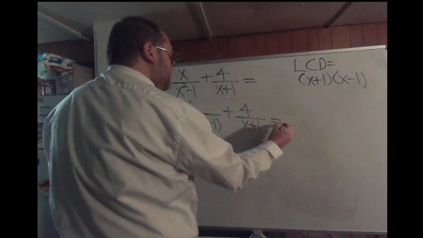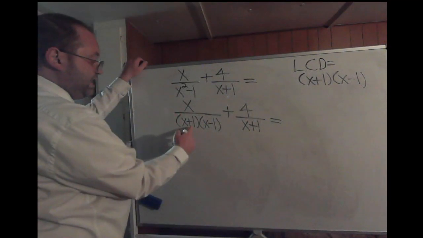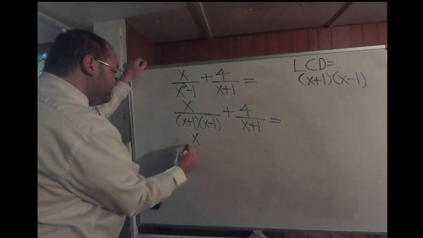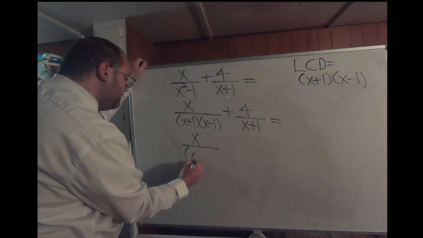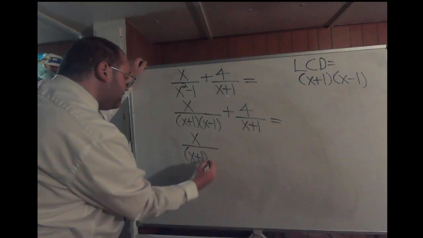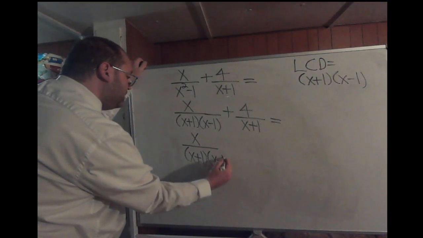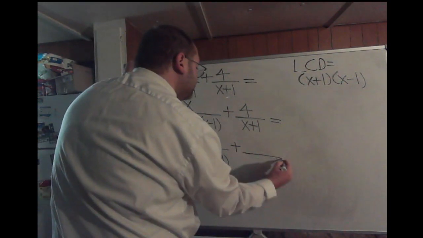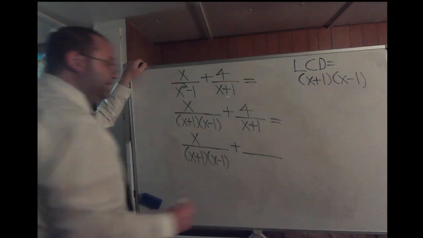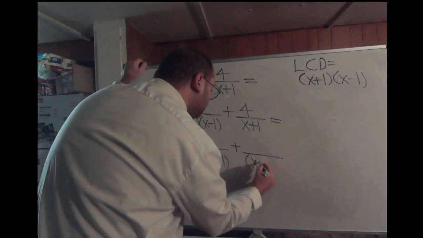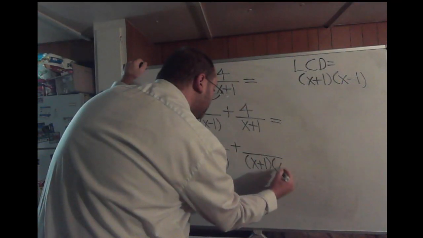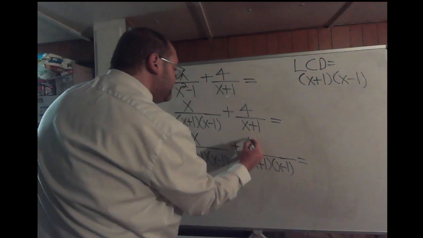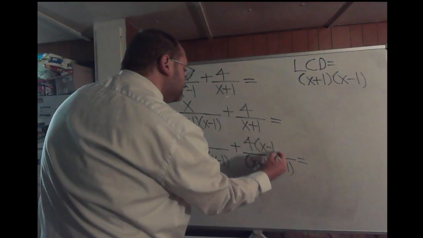So, your first term, x all over x plus 1 times x minus 1, that's already got the least common denominator. We can leave that alone. You'll have x all over x plus 1 times the quantity of x minus 1 plus, alright, now we need to take that x plus 1, turn it into the least common denominator. We need to multiply it by x minus 1. But what you do to the denominator, you got to do to the numerator. So you'll take that 4, multiply that by x minus 1.